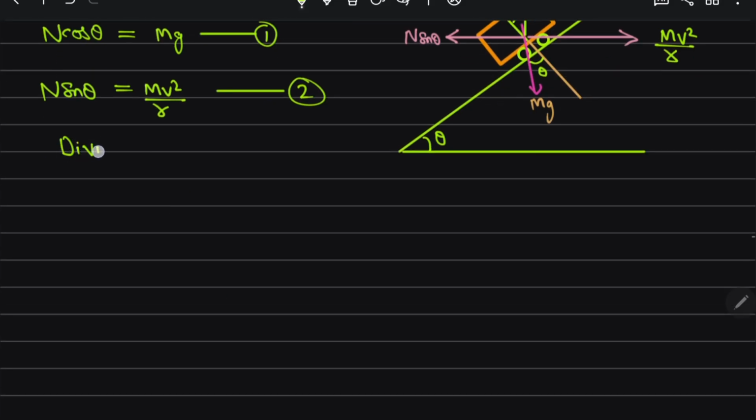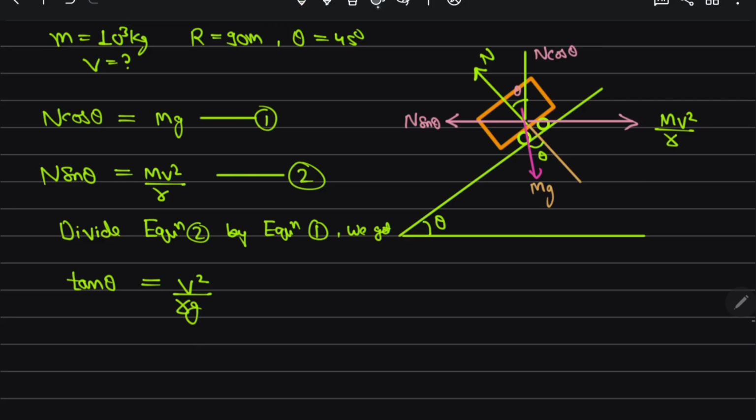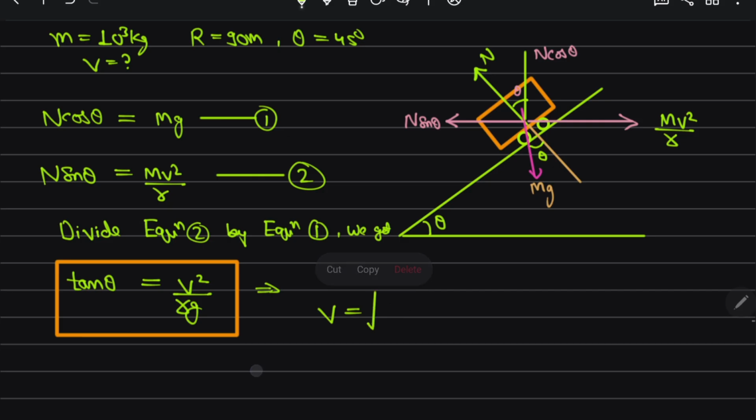What do I do? Divide equation second by equation first. We get tan theta is equal to v square by rg. This is our standard formula. You can also remember this, or we can also write v is equal to root of rg tan theta.